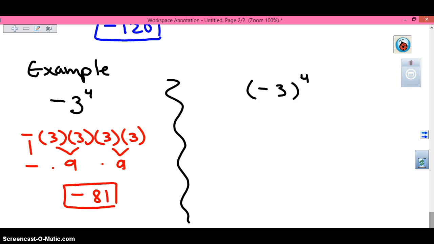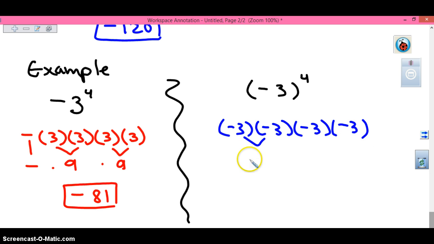Let's look at this one over here. Negative 3 to the 4th power. Because negative 3 is in parentheses, this means negative 3 times negative 3 times negative 3 times negative 3. Now negative 3 times negative 3 equals positive 9. Negative 3 times negative 3 is positive 9. That means 81.